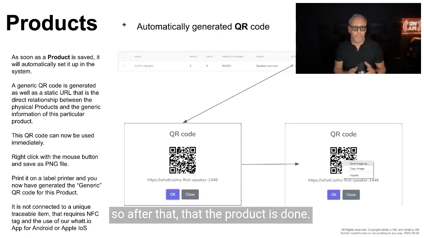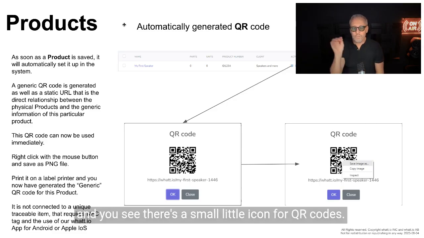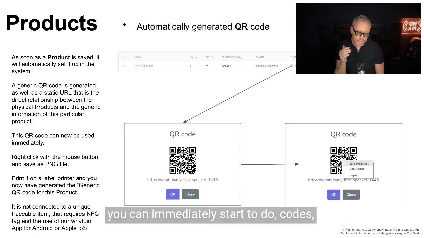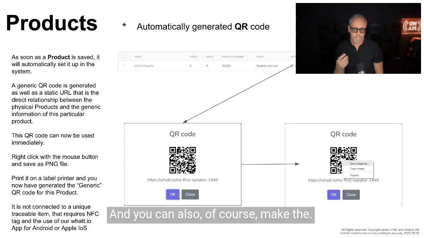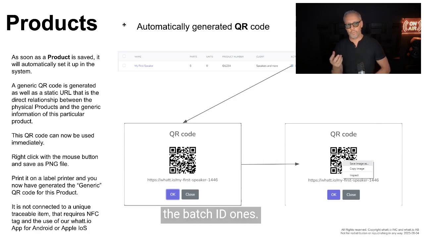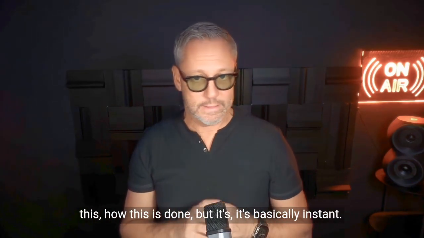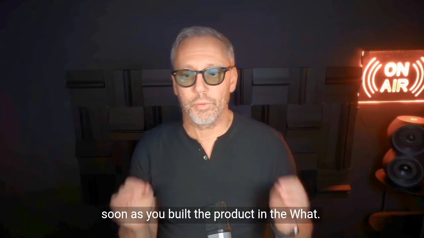So after the product is done and saved, it will be like a line item in your product editor. And you see there's a small little icon for QR codes. You can immediately now start to generate unique codes. You can immediately start to do codes which are model-based, the generic ones, and you can also, of course, make the batch ID ones. So there's also a special chapter about this, how this is done. But it's basically instant.